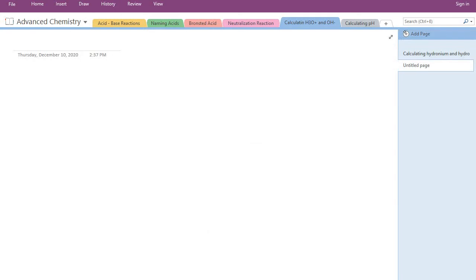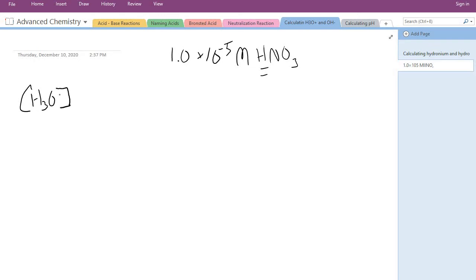All right, let's do another practice problem. Say you want to find the hydroxide and hydronium ion concentration for 1.0 times 10 to the negative 5 molar HNO3. Now, I'm going to shorten some of these steps. We still know that it's monoprotic, so the hydronium ion concentration is equal to the acid concentration, 1.0 times 10 to the negative 5 molar.